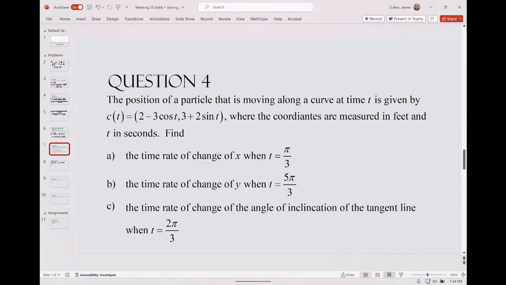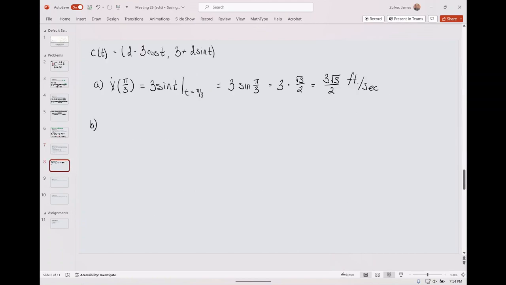Well, that shouldn't be difficult to determine what we're looking for, right? Y dot, isn't it? This time, though, when t is 5 pi over 3 seconds. What is y dot? Two cosine t.